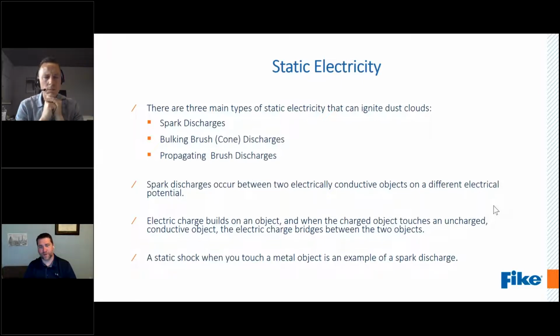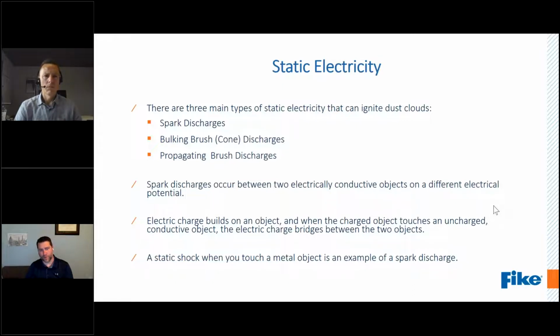Really what this occurs is when two electrically conductive objects are at a different electrical potential. So you have a charge built on one object, and then the charged object touches another object, and then the electric charge bridges that gap. So think of if you're just rubbing your feet on a carpet and you touch a doorknob and you get shocked, that's a spark discharge.